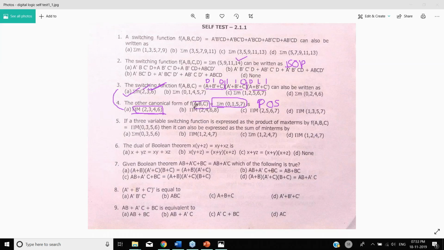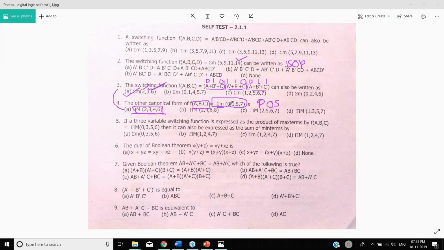So if we have 0, 1, 5, 7 as the min terms, and we have three elements A, B, C as input, what are the possibilities of outputs? Each of the values can take two values. A can take 0 and 1, B can take 0 and 1, C can take 0 and 1. So we have 2 to the power 3, which is 8 possibilities, from 000 to 111. If 0, 1, 5, 7 are reserved for 1, then other positions can be filled with 0.